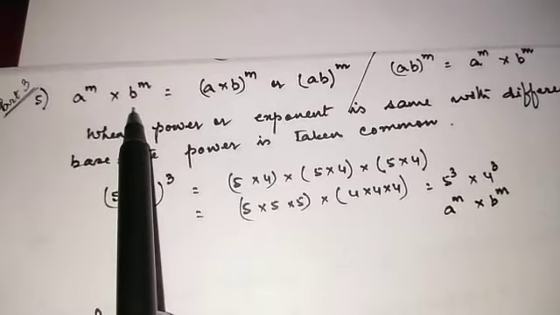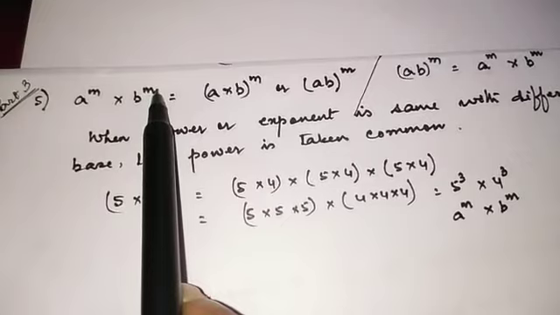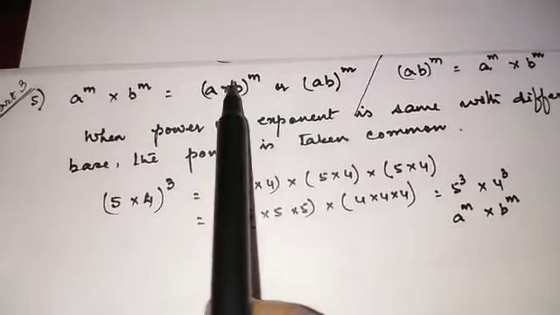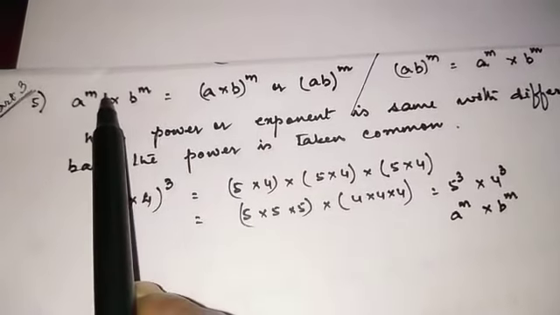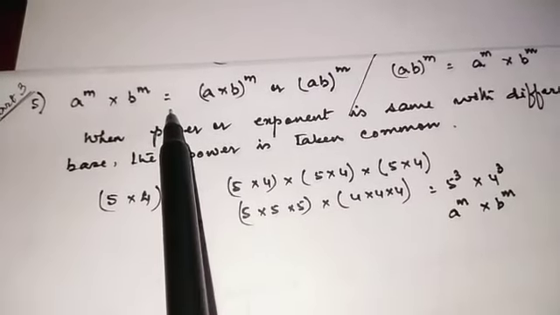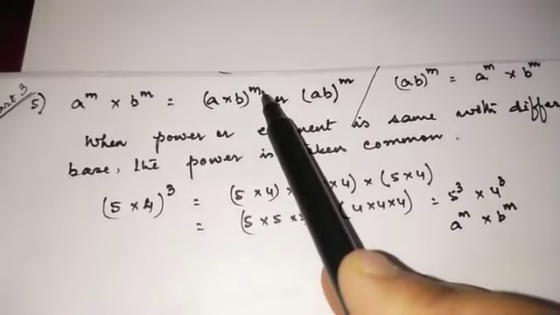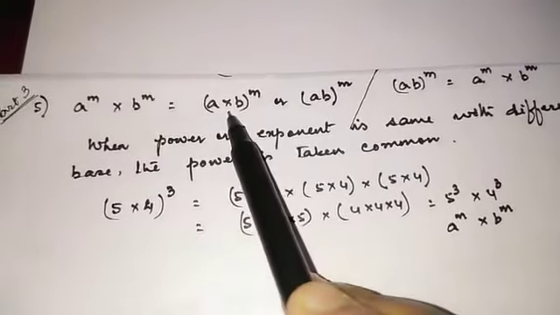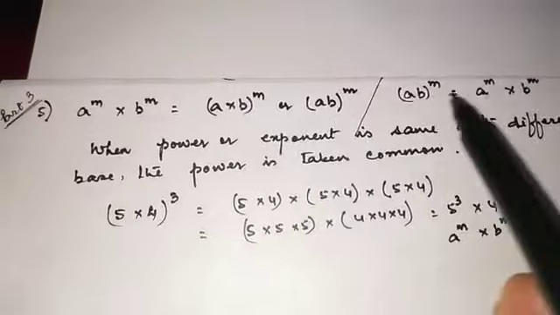Now what is the fifth law? The fifth law states that when the powers are the same with different bases, then the power is taken as common. That is, a raised to the power m into b raised to the power m is equal to a into b raised to the power m, or (ab) to the power m. Either we write it in this form or in this form, both are the same.